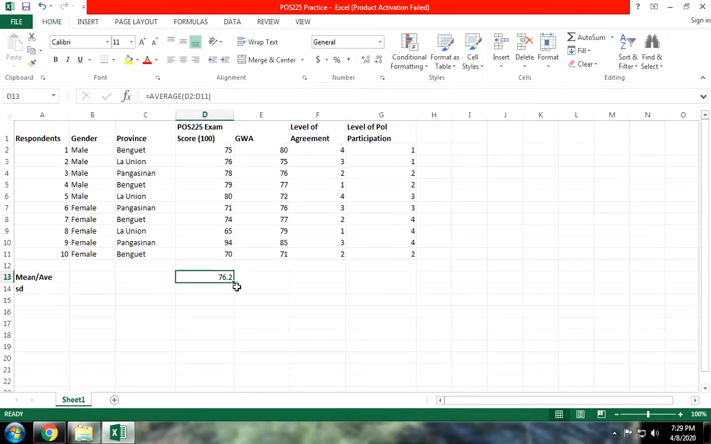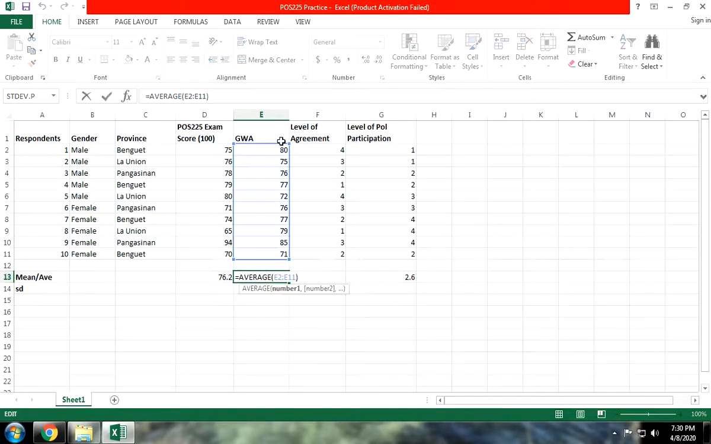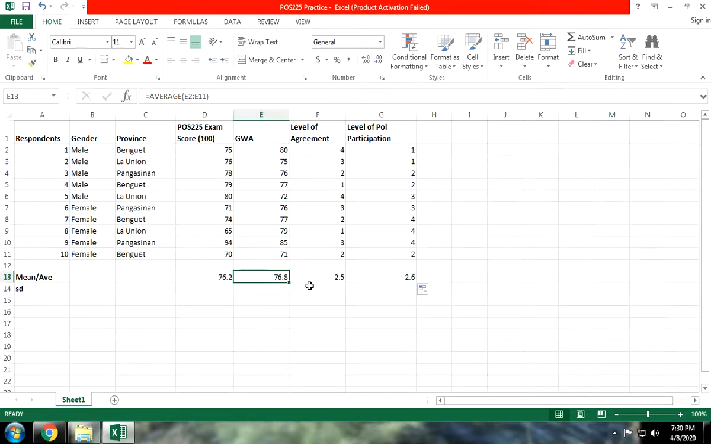So nakikita nyo malaking black square na dot. I-select nyo yan, lalabas na yung maliit na cross, then you just drag it hanggang dun sa last na gusto natin mahanap yung average. So yan, no? So yung Jiva, just to make sure, click it. Okay, naka-align siya. So 76.8.